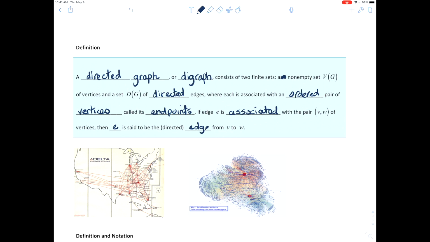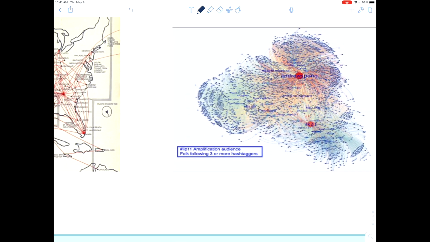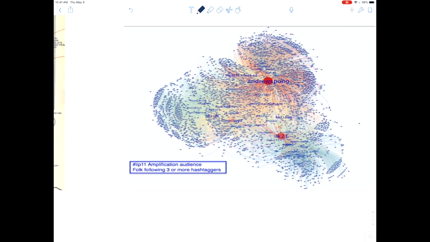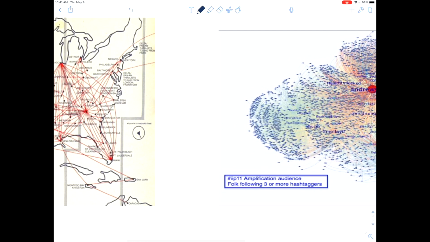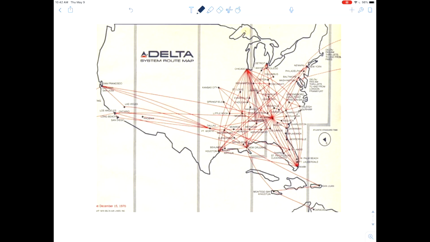So the last graph we did was not directed, okay? And I just wanted to give you a couple of examples of hubs. So here, this one was kind of cool. It's the amplification audience of folks following 3 or more hashtaggers. And then here, as you can imagine, an airline hub. I don't think either of these were directed per se, but these are some pictures of graphs that are in real life.